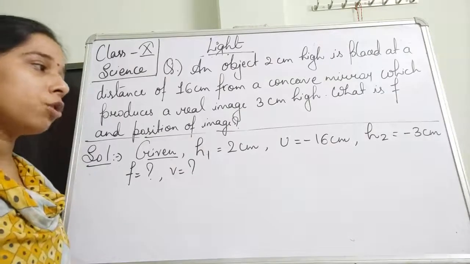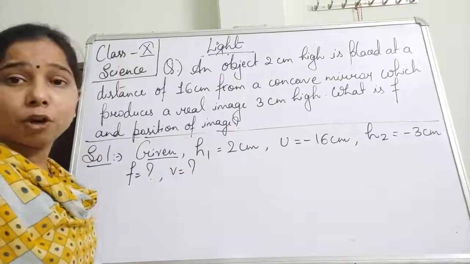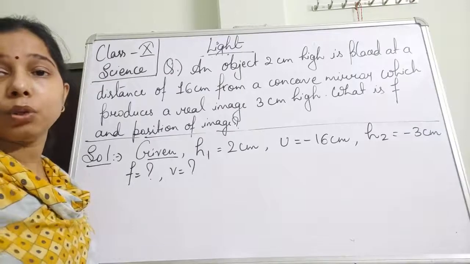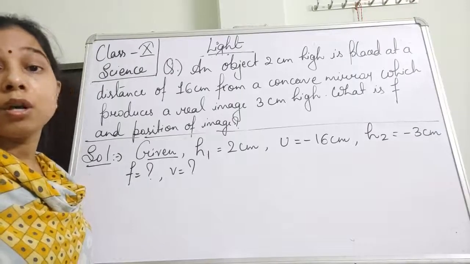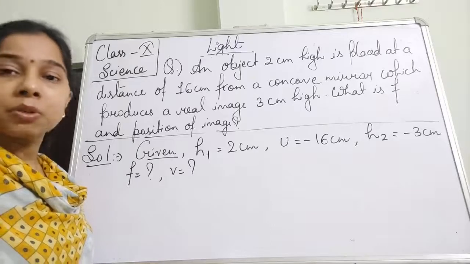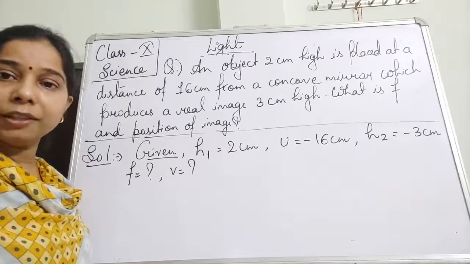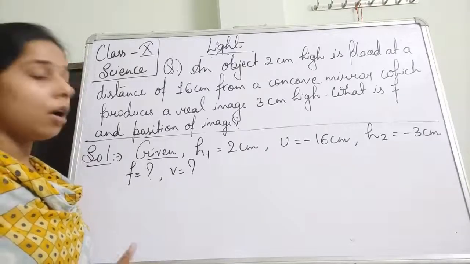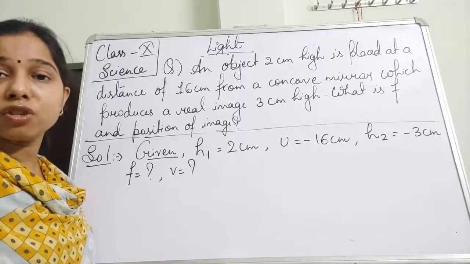Now, first of all, we know that the mirror formula is 1 by v plus 1 by u is equal to 1 by f. So, out of all the three, we know only one component. So, either we have to find the focal length first or we have to find v, it means the position of the image.